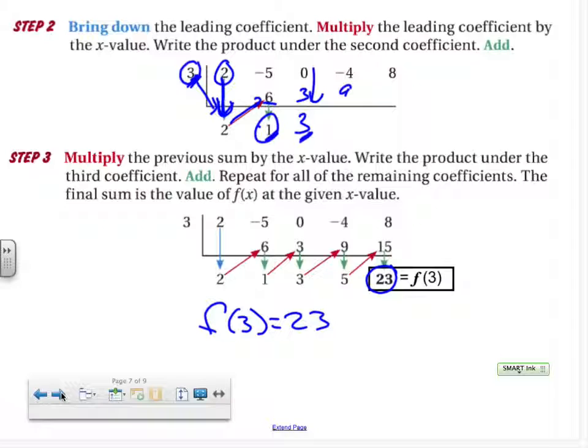All right? Some advantages to the synthetic substitution. It's a lot quicker. A lot quicker. And the calculations don't get quite so intense. We didn't have to do 3 to the 4th. That's nowhere to be seen. We didn't have to do 3 cubed. All we had to do is add and multiply.